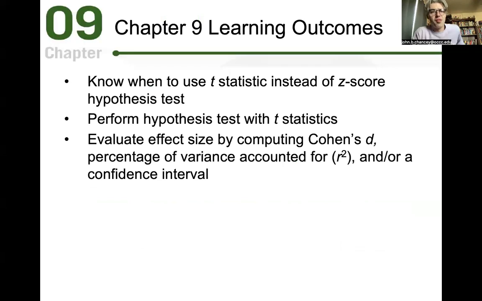So by the time this chapter is over, you should know when to use a Z statistic instead of a Z score. I refer to them sometimes as a Z of X bar, but Z score is fine. I might use those two terms interchangeably, but there's a time and place for when you use a T statistic, and a time and place for when you use that Z score for hypothesis testing. You'll learn how to perform hypothesis tests using T statistics and also evaluate the effect size using Cohen's d, the percentage of variance accounted for using R squared, and also confidence intervals.